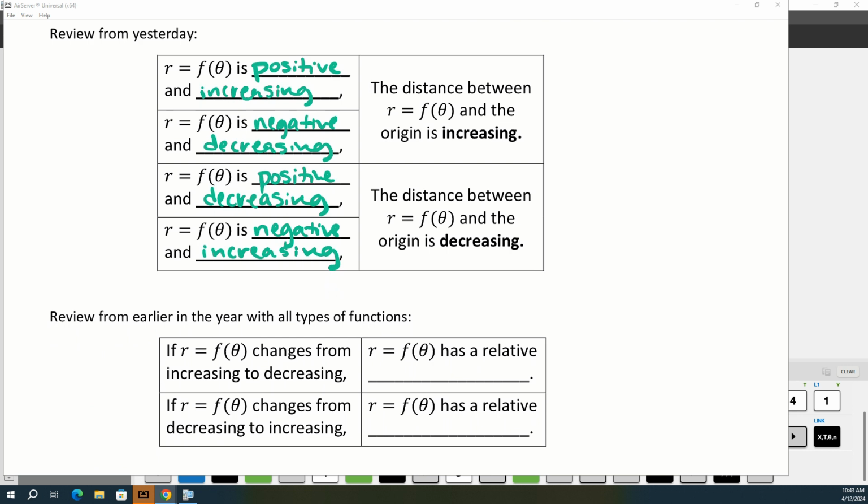But from the previous lessons, earlier in the year, we learned that when a function changes from increasing to decreasing, it creates a relative maximum. And when a function changes from decreasing to increasing, it creates a relative minimum. Now that doesn't look the same on a polar axis like it does on a rectangular axis, so it's a little more difficult to get from the graph. It's easier to think of whether the r value is increasing or decreasing.